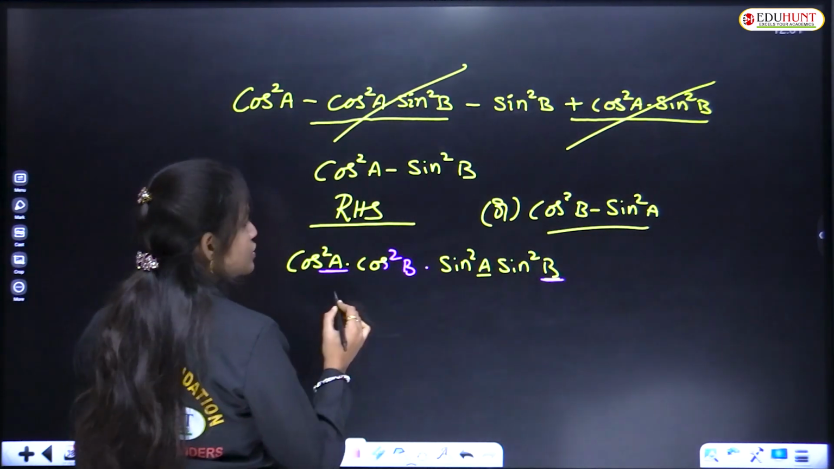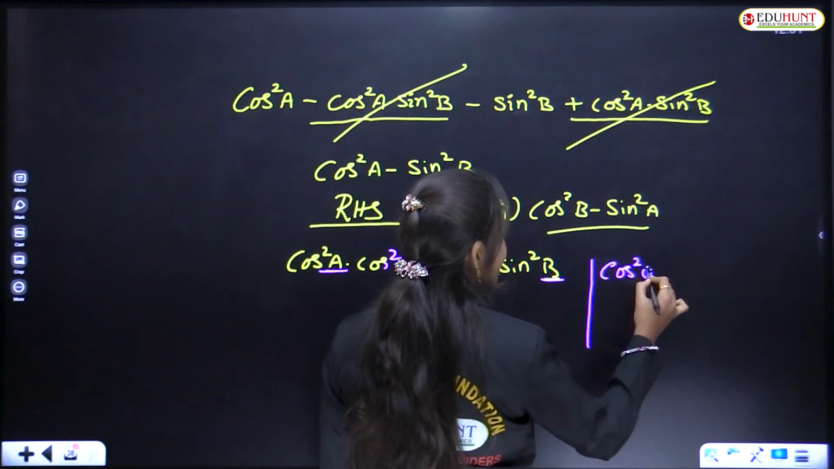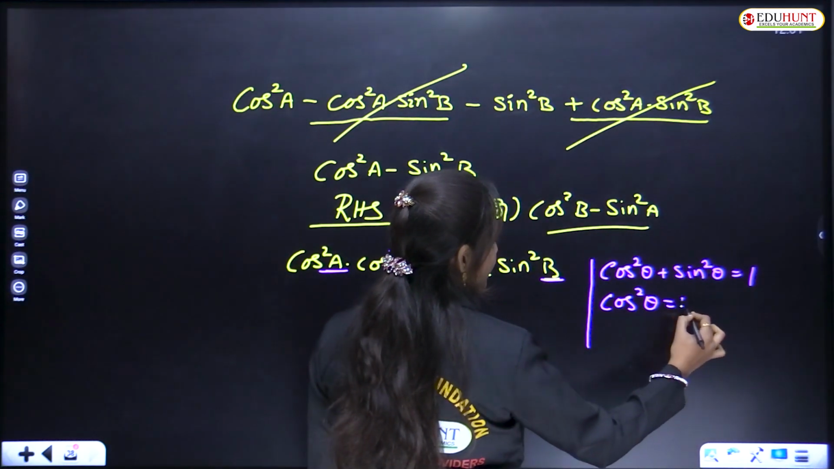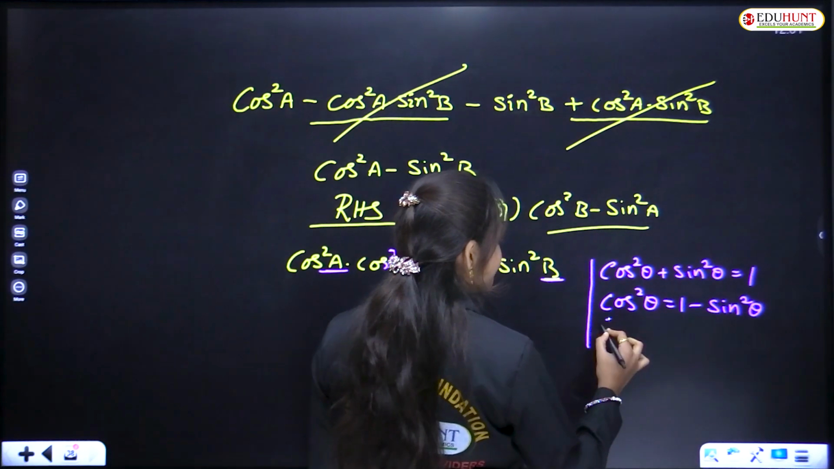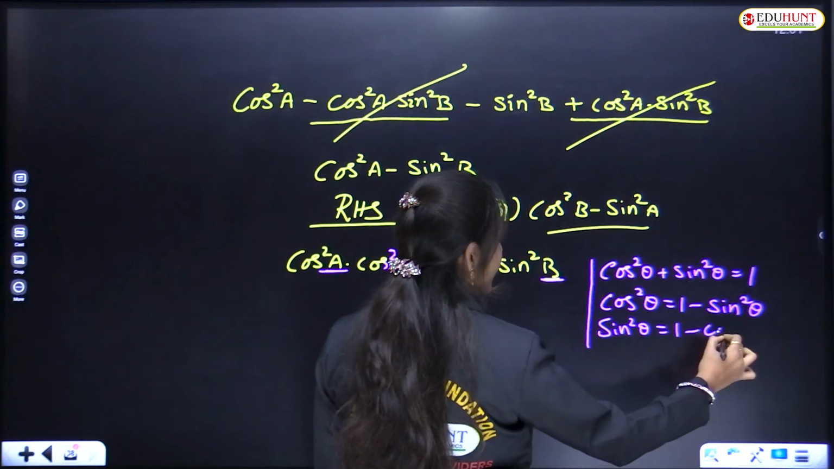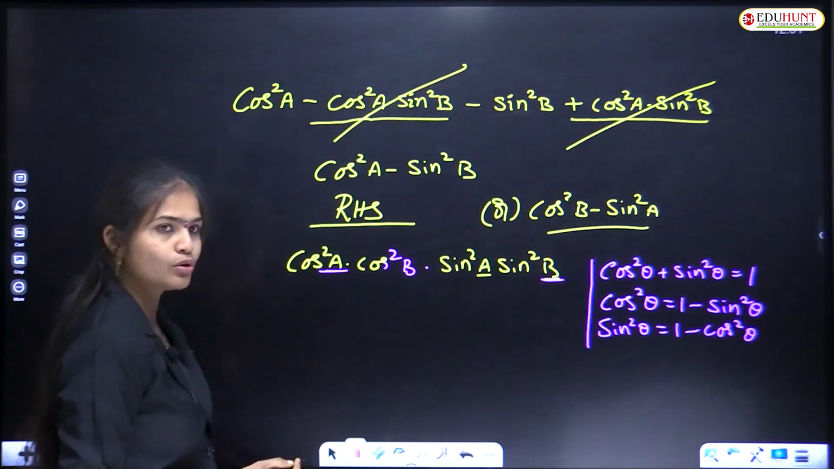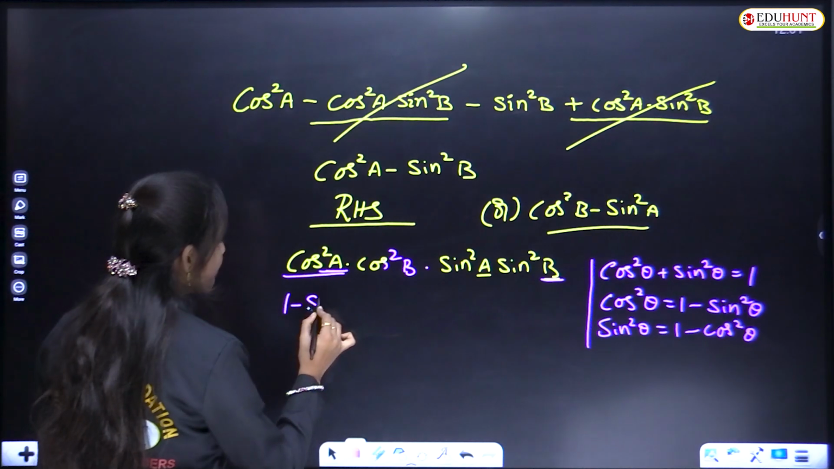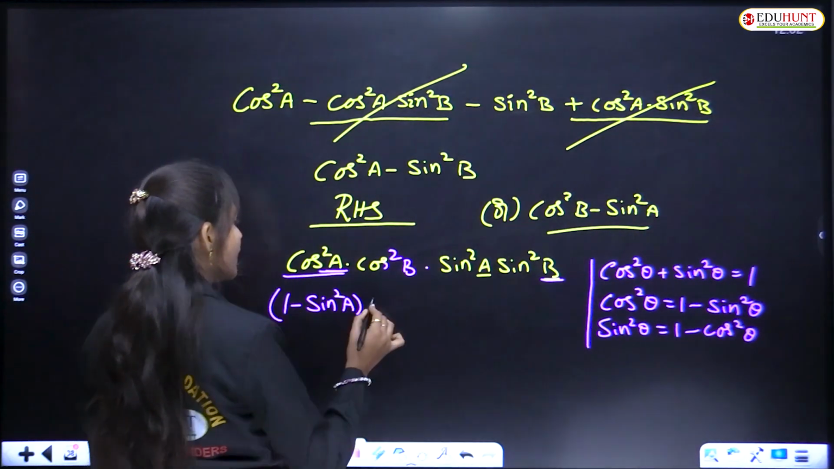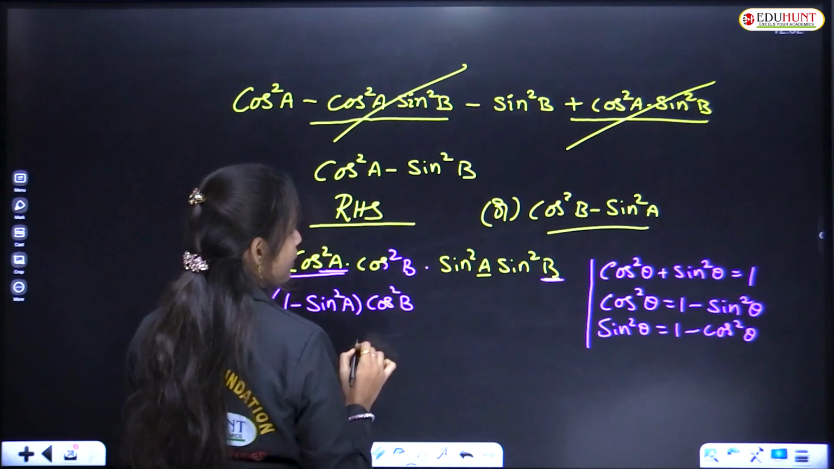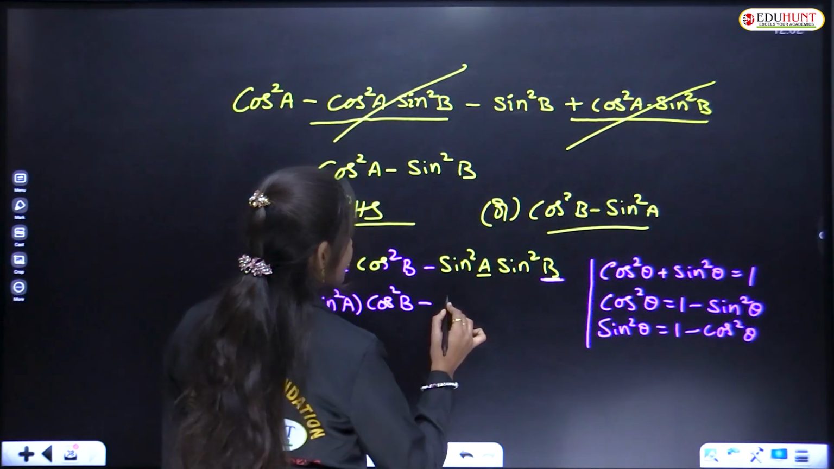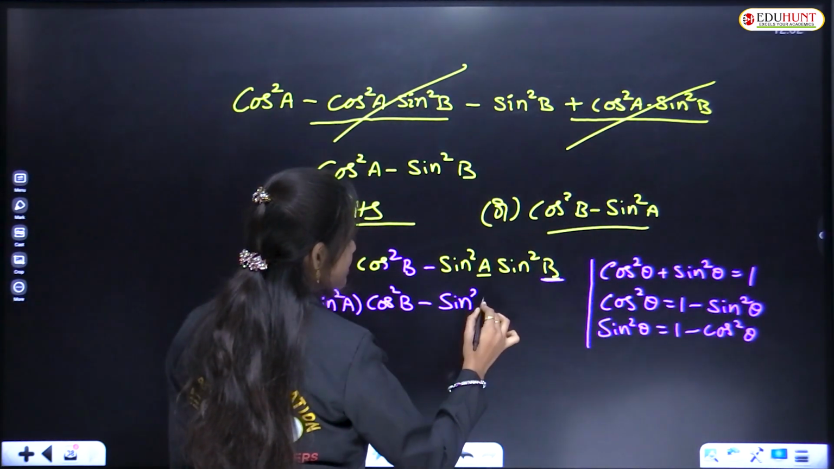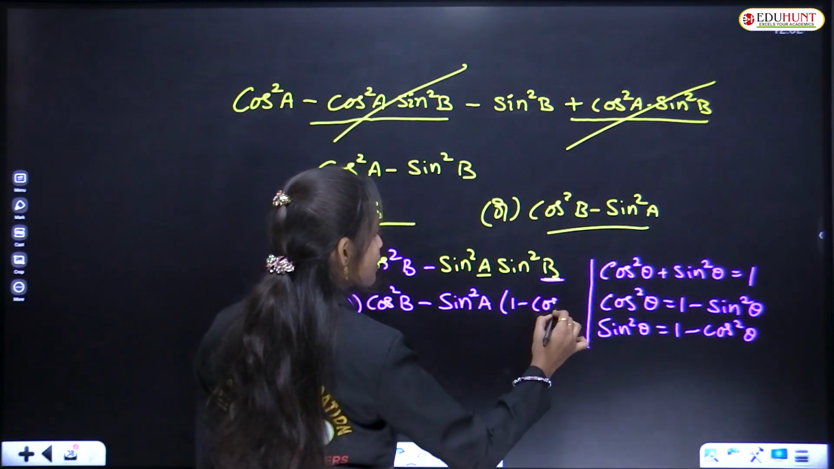Just see here. Again the formula: cos square theta plus sine square theta is equal to 1. So from this what can we write? Cos square theta is equal to 1 minus sine square theta, and sine square theta is equal to 1 minus cos square theta. By using those two formulas, just like the previous one, here cos square A I want to write as 1 minus sine square A into cos square B. And here minus sine square A. Already the A term I changed here, so here I want to change the B term. So sine square A into 1 minus cos square B.